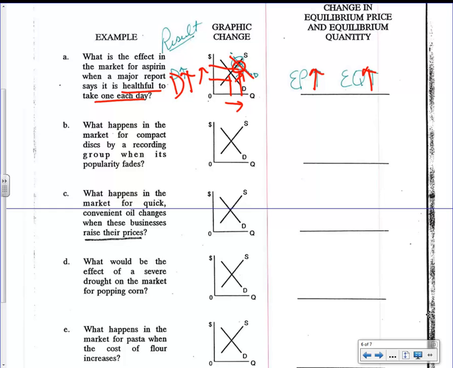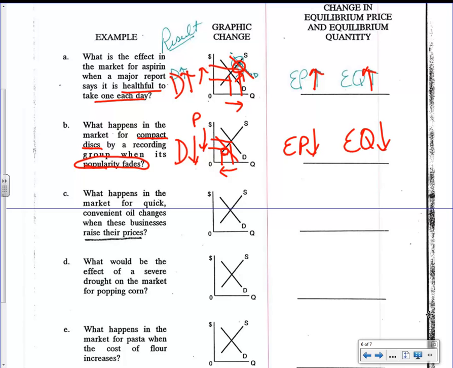B, what happens in the market for CDs when the recording group popularity fades? That's taste and preference. That means the demand is going down. So we're going to take that demand curve and we're going to shift it back to the left. Here was the original, here's the new. So price has gone down and quantity has gone down. So equilibrium price went down, equilibrium quantity went down.